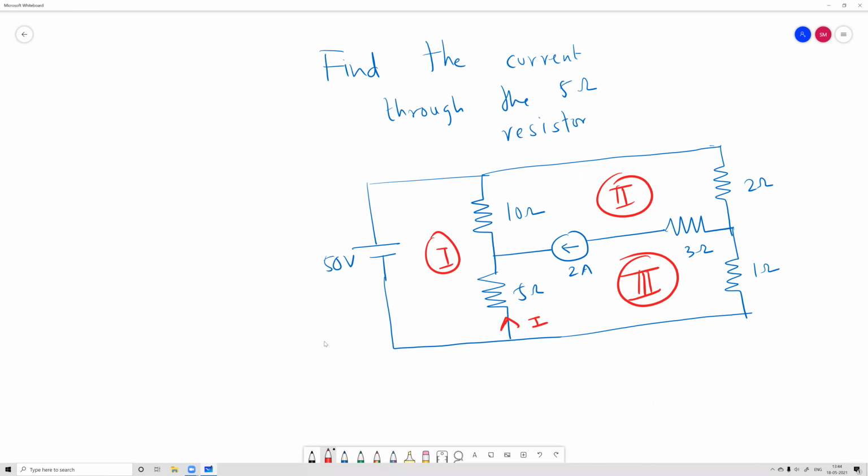Meshes 2 and 3 will form a super mesh. Obviously, because they are sharing a current source in between, and there is no current source in the outer loop of meshes 2 and 3. So they form a super mesh. So that is okay. Next, 2 and 3.